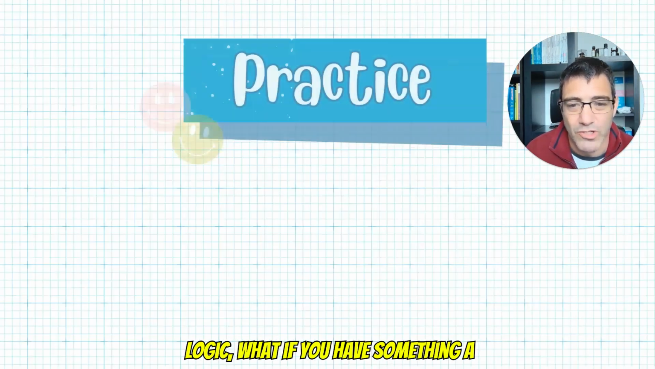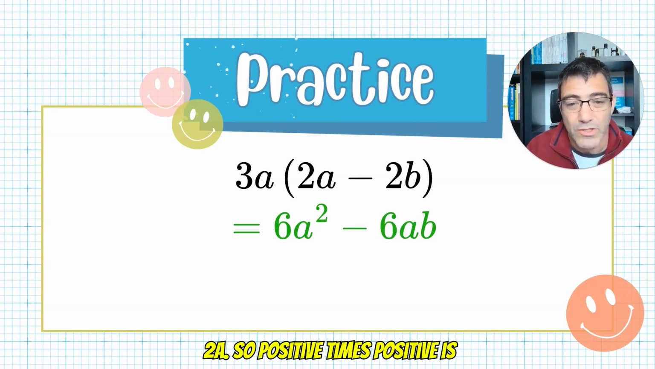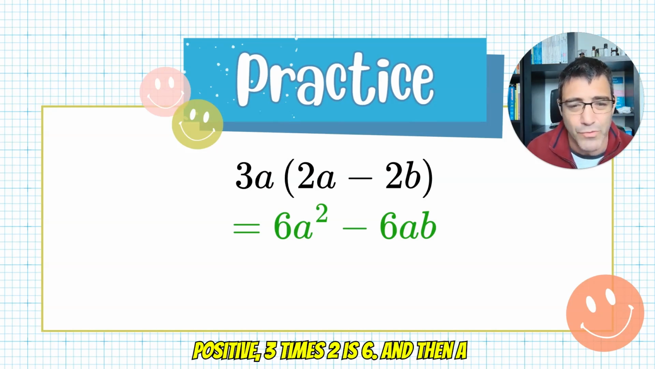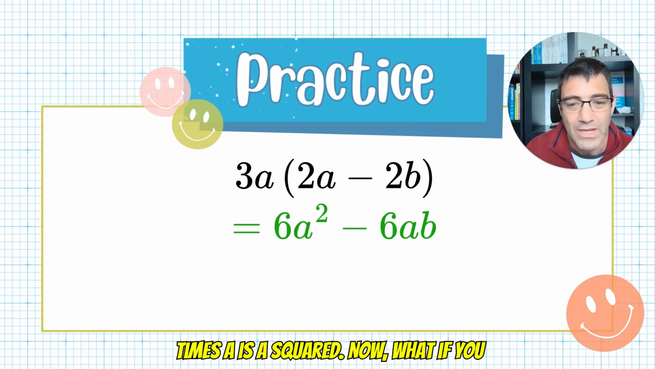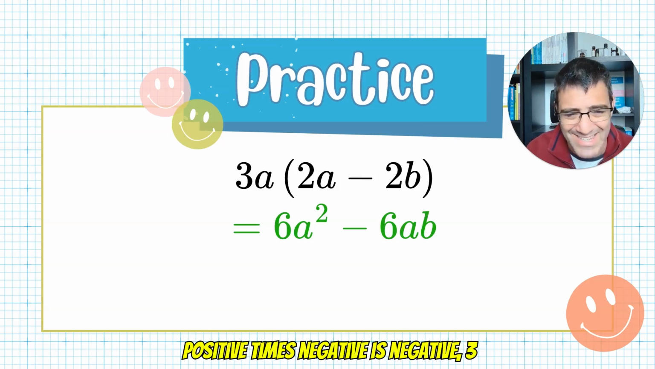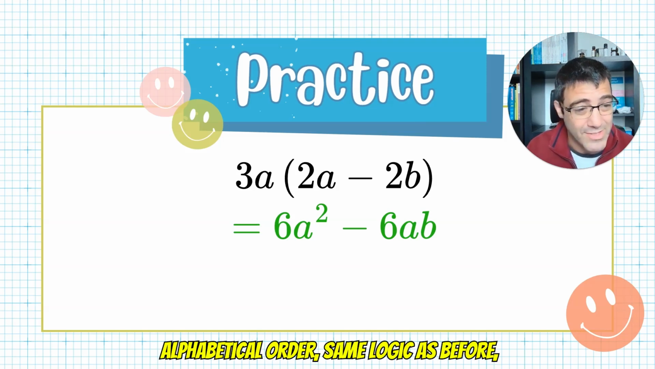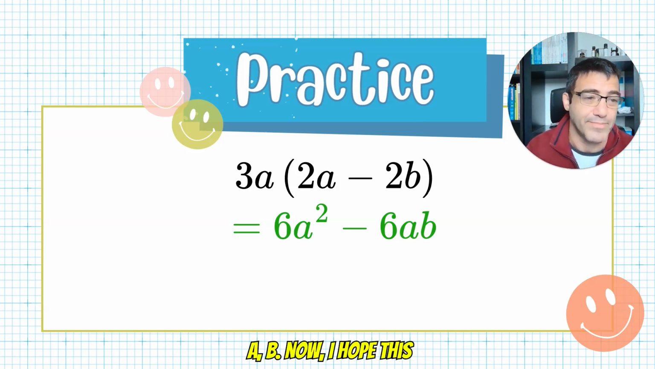So using the same logic, what if you have something a little bit more difficult, like 3a times 2a? So positive times positive is positive. 3 times 2 is 6. And then a times a is a squared. Now, what if you have positive 3a times negative 2b? Positive times negative is negative. 3 times 2 is 6. And then the variables in alphabetical order, same logic as before, a, b.